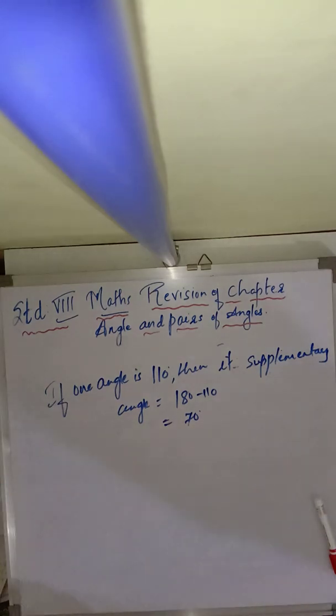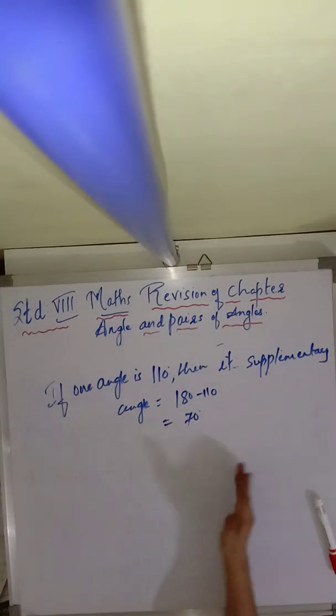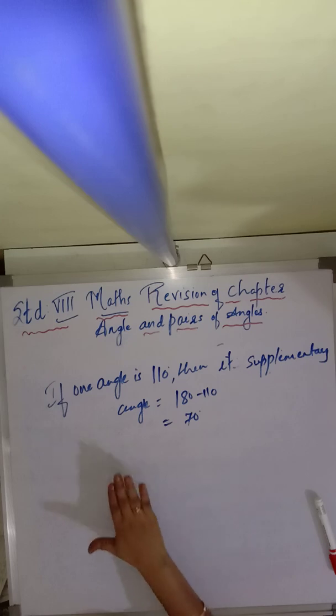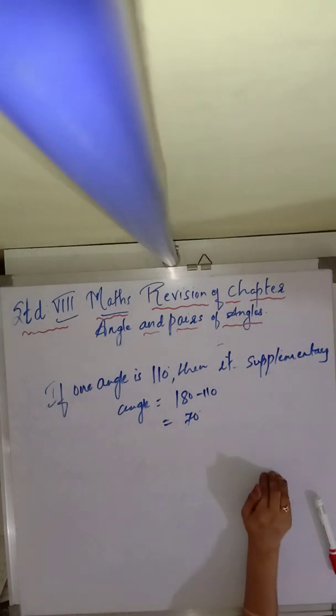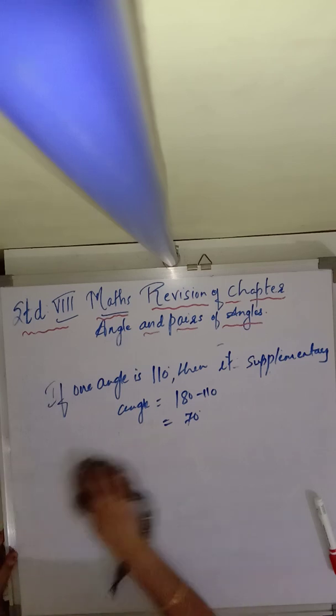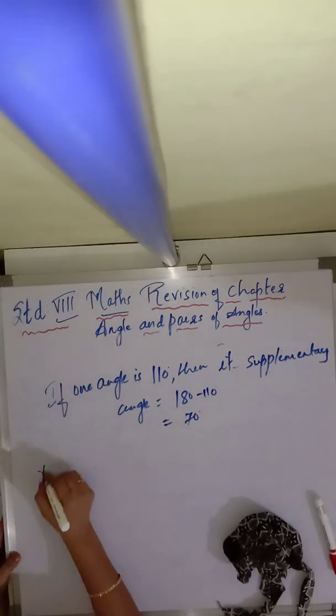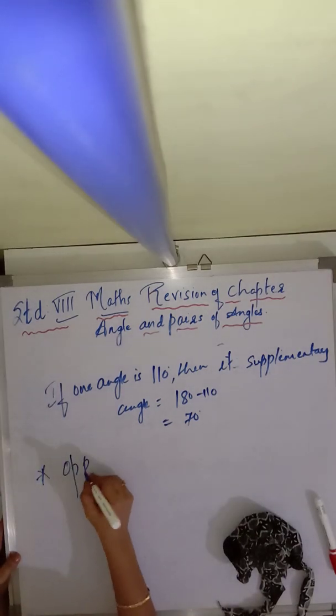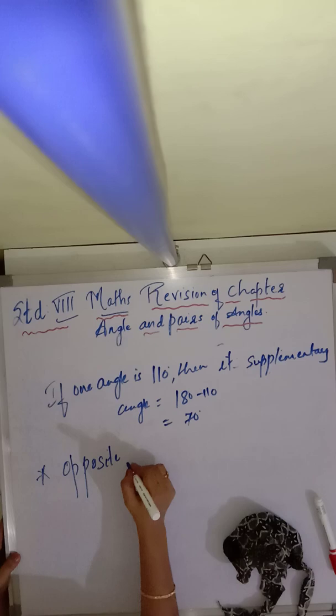So children, complementary means the sum of the measures of two angles is 90 degrees, supplementary means the sum of the measures of two angles is 180 degrees. Now with this we move to the next topic, that is opposite rays.